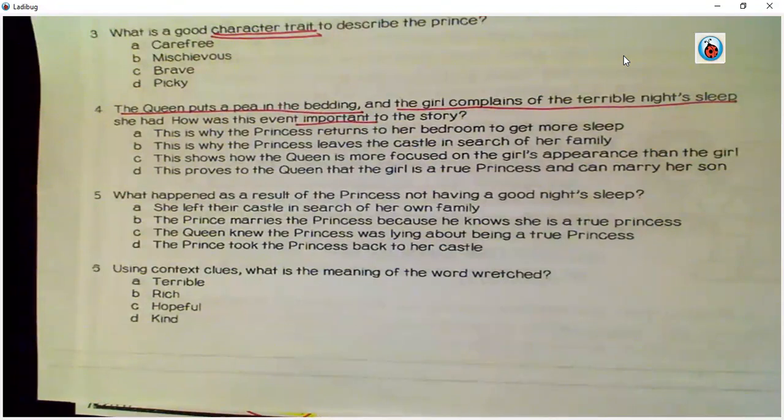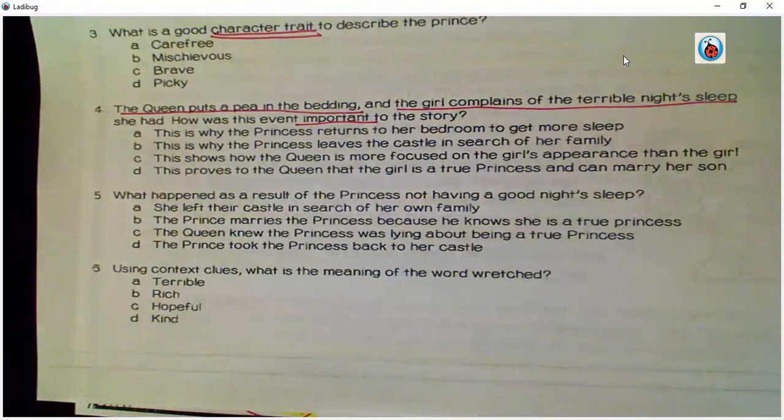A says this is why the princess returns to her bedroom to get more sleep. B says this is why the princess leaves the castle in search of her family. C says this shows how the queen is more focused on the girl's appearance than the girl. And D says this proves to the queen that the girl is a true princess and can marry her son.